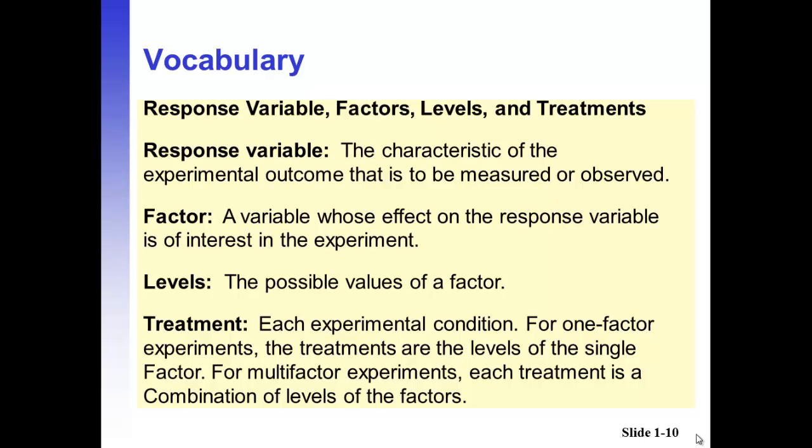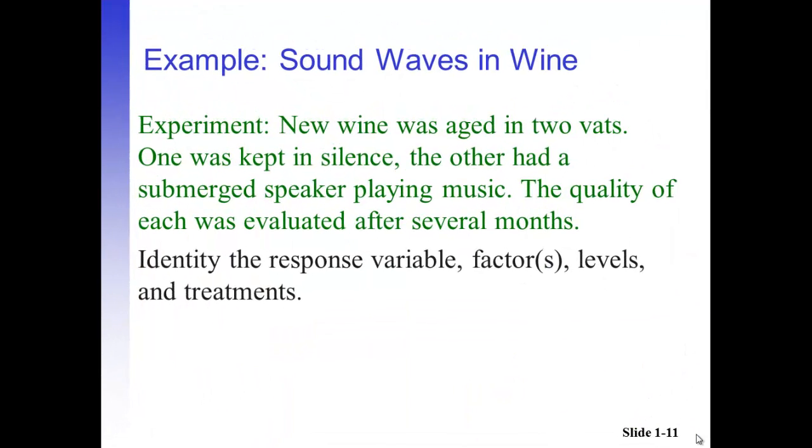Treatments, finally, are each experimental condition. For one-factor experiments, the treatments are the levels, but in general there may be multiple factors, and different levels for each of these factors can be combined to give each possible treatment. This is easiest to see in an example.